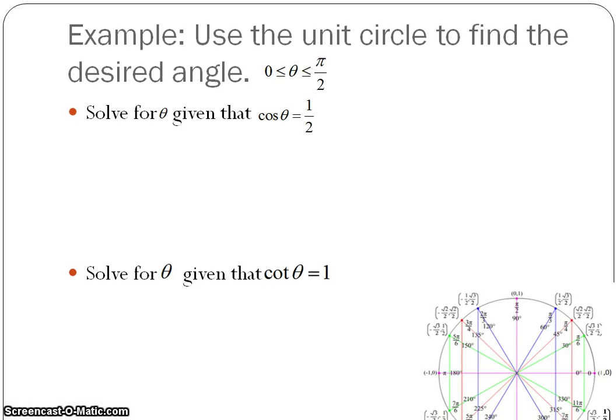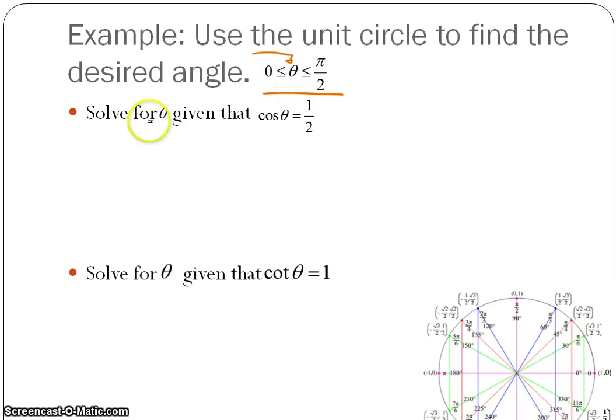So first off, we do have the unit circle here, and it says use the unit circle to find the desired angle. So there's two things that we're going to read from this given here. One, pi over 2 is a radian. So we want our angle to be greater than 0 and less than or equal to pi over 2. So we're looking for an angle.